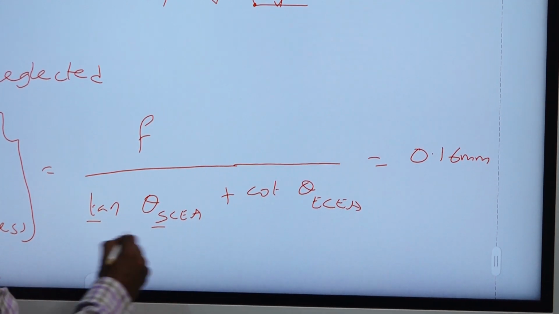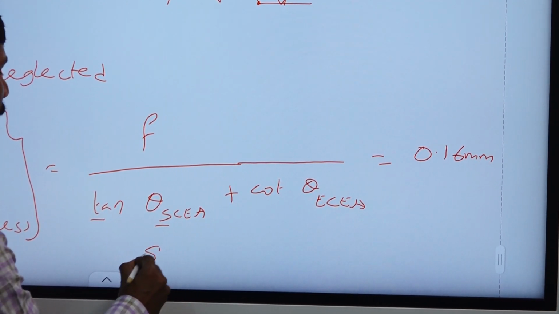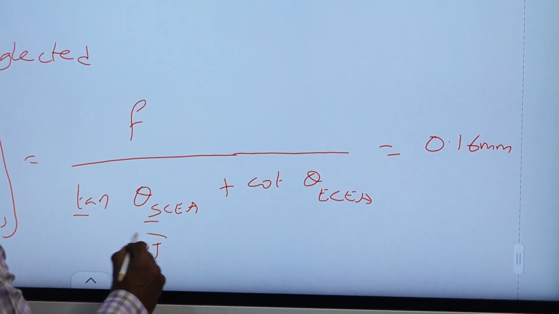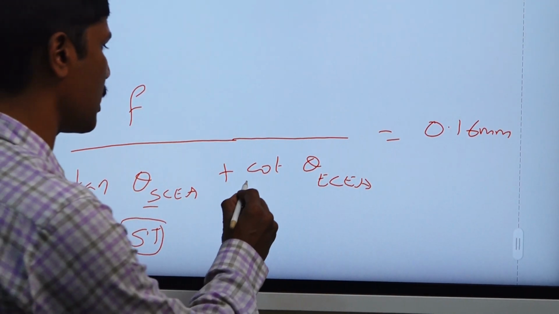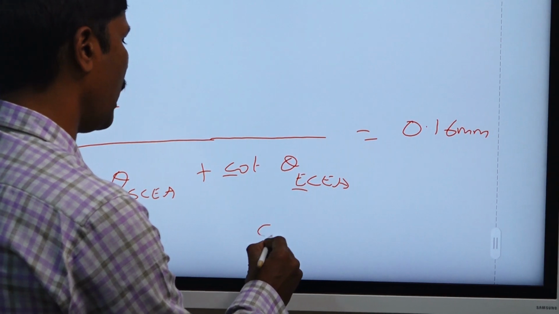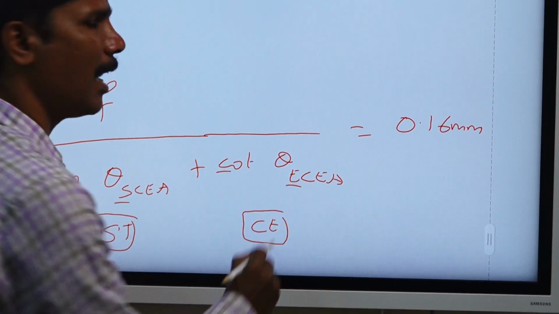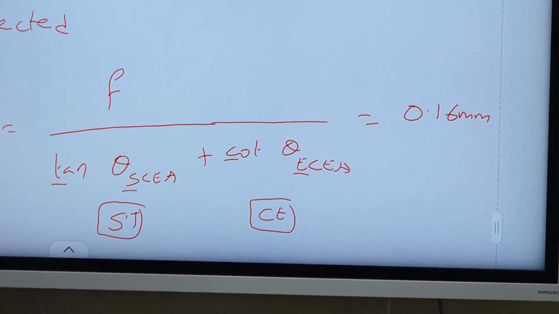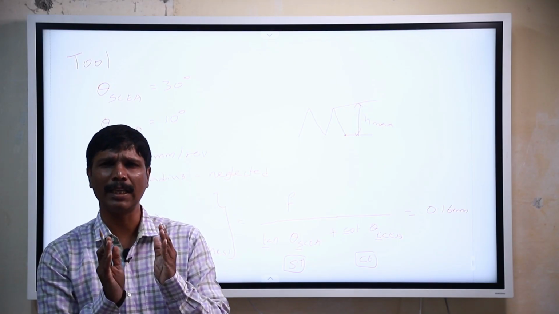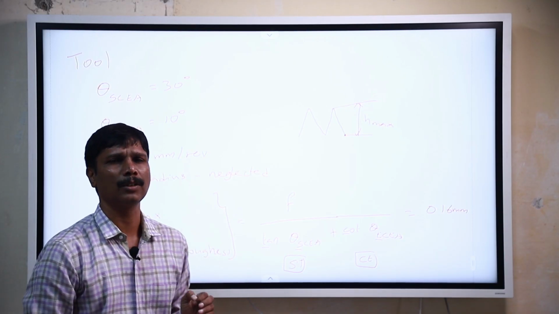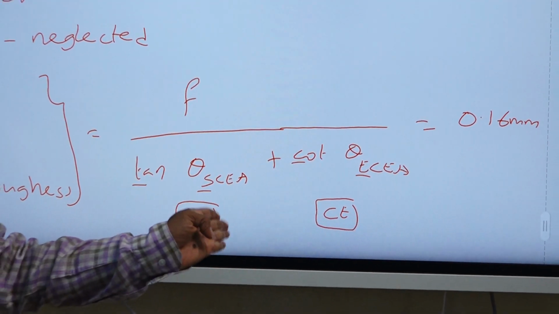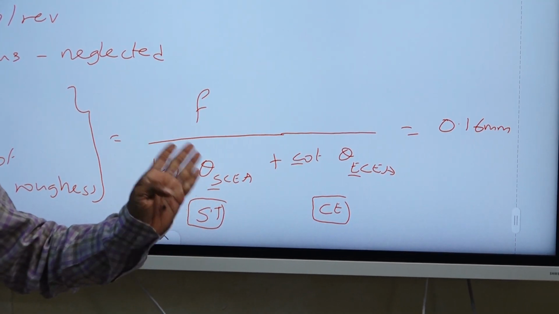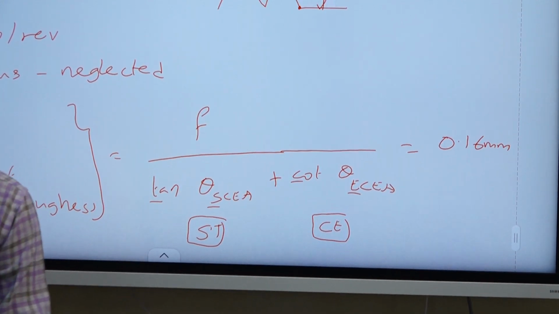It is TS, so you can remember that in the alphabet it is ST. T and S come closely, and see here, CE: in ABCDE, you can see that E and C are nearby letters. So based on some mnemonic codes you can remember the formula. Therefore the height H max equals F by tan side cutting edge angle plus cot end cutting edge angle.